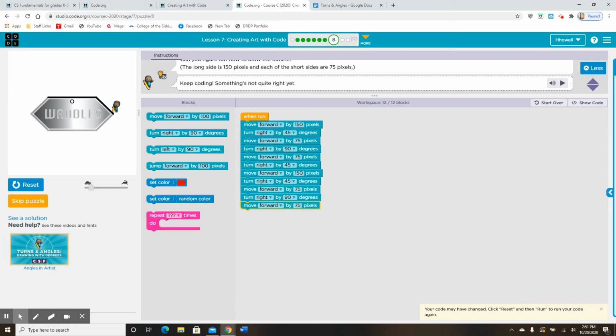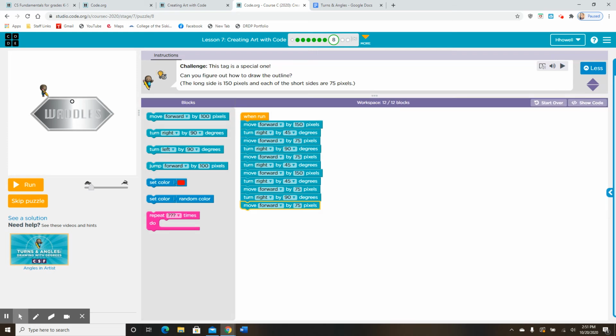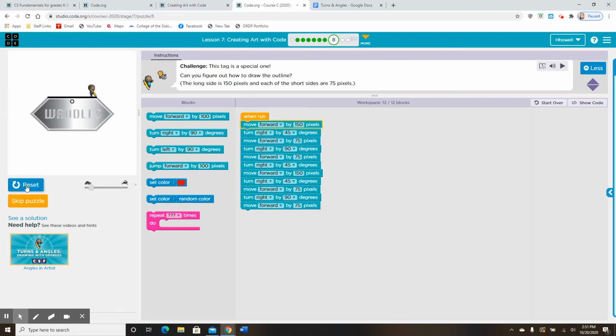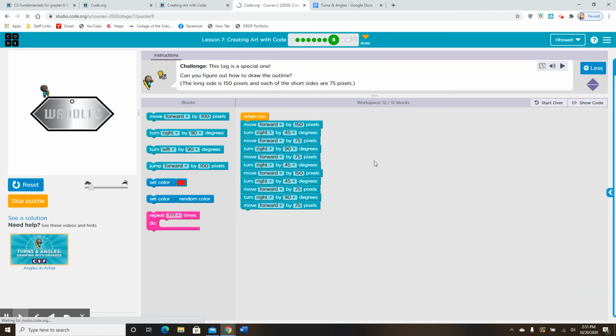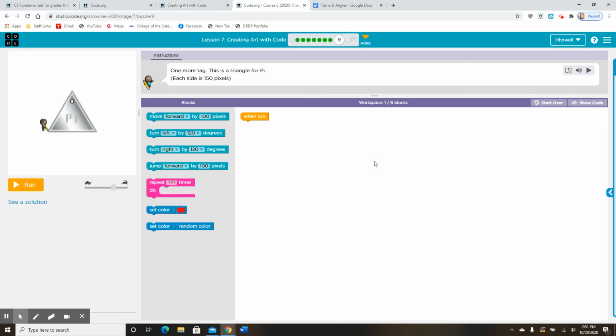Okay, this is daunting right now, but you guys will get better as we go. So let's hit run and let's see if we can create a tag for Waddles. Angles are just a new concept for some of us. Maybe they're a little more complicated than we like, and that's okay. We're going to be rock stars by the time we're done.